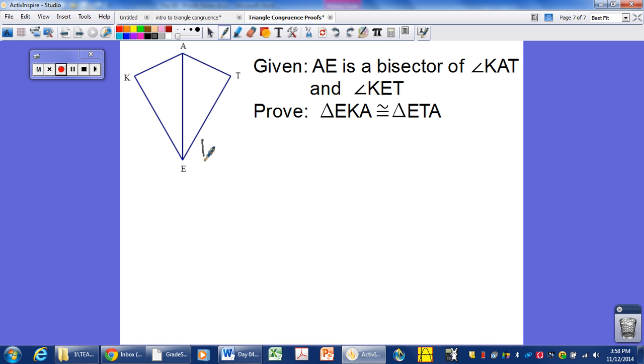Okay, step number one, write down your given. AE is a bisector of angle KAT and angle KET. Okay, number one, reason is given.